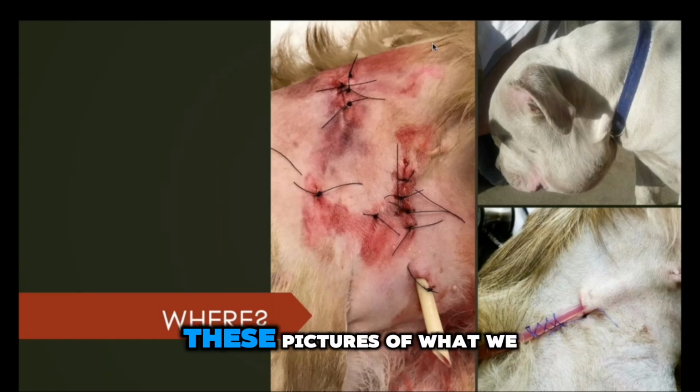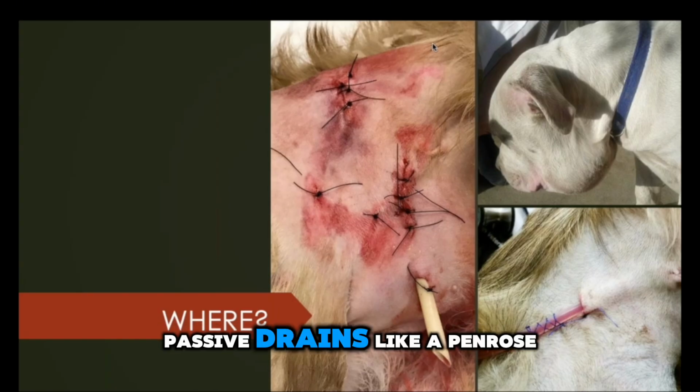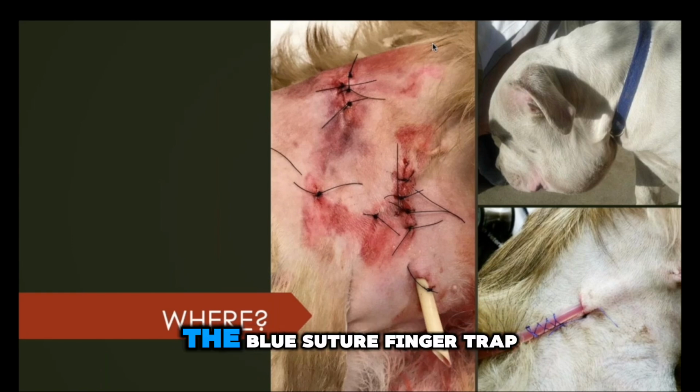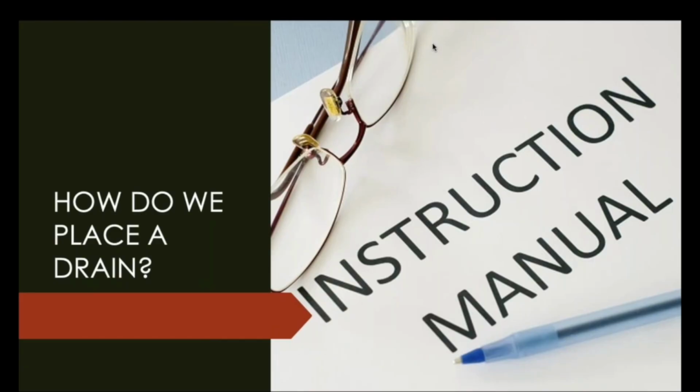And there's examples here in these pictures of what we call open passive drains, like a Penrose, and then a closed suction drain, which is the other picture here with the silicone tube and the blue suture finger trap on it. And we'll talk about the differences between these two and the pros and cons of each.